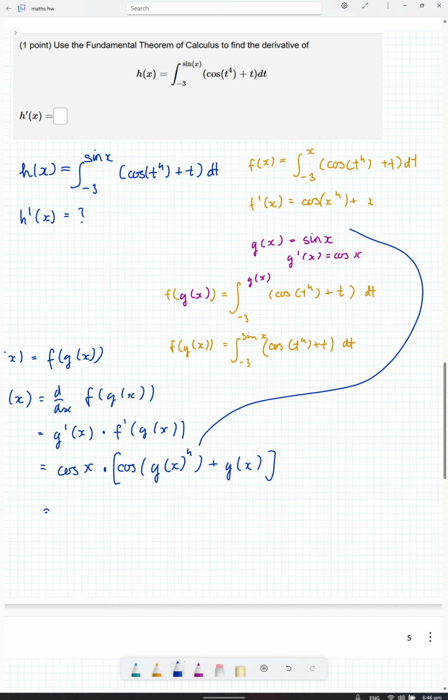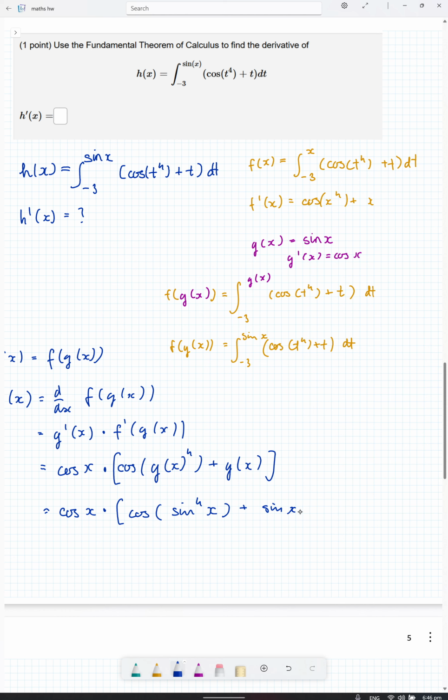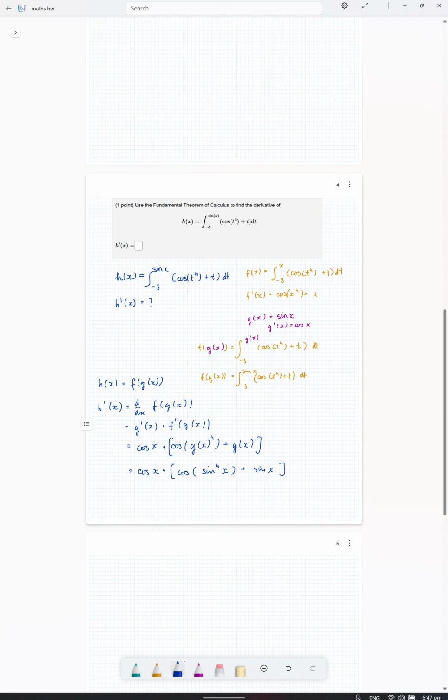So all we have to do here is say this is equal to cos x multiplied by cos of, and g(x) is equal to sin x, so sin^4 x plus sin x. There we go. That's it. So that's how you solve this equation. That's how you use the fundamental theorem of calculus for the chain rule. Thank you.